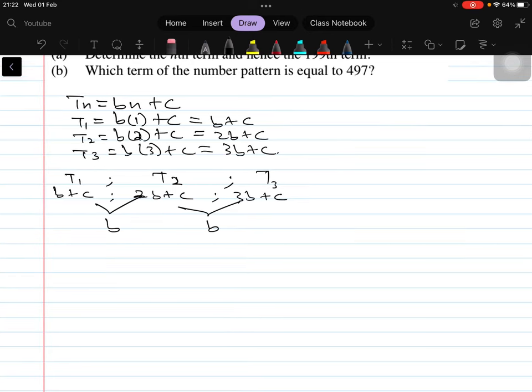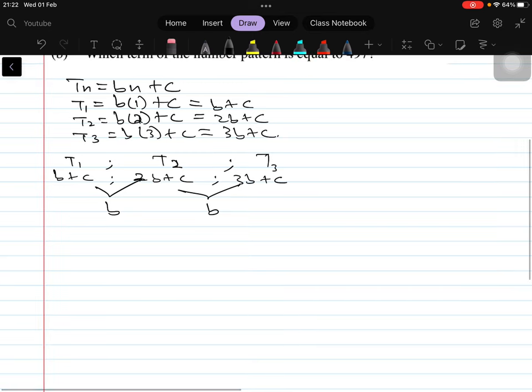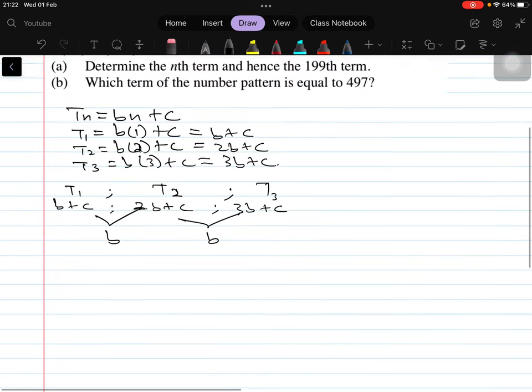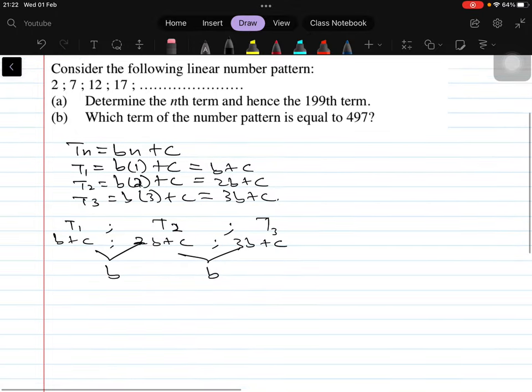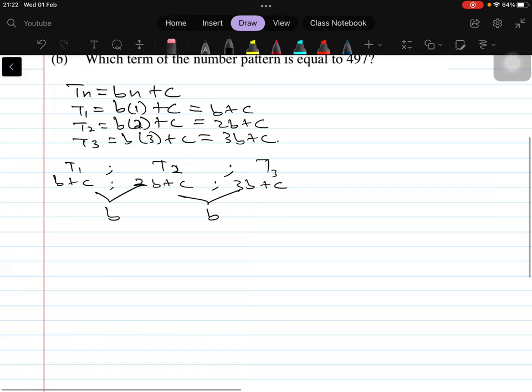Basically, what that means is that B is the common difference between every two consecutive terms. It's actually the constant difference. Some call it common, some call it constant. Basically, we are saying the same thing. What matters is understanding. And then n on the equation. By equation, I mean this equation. This is the general equation for linear number patterns.